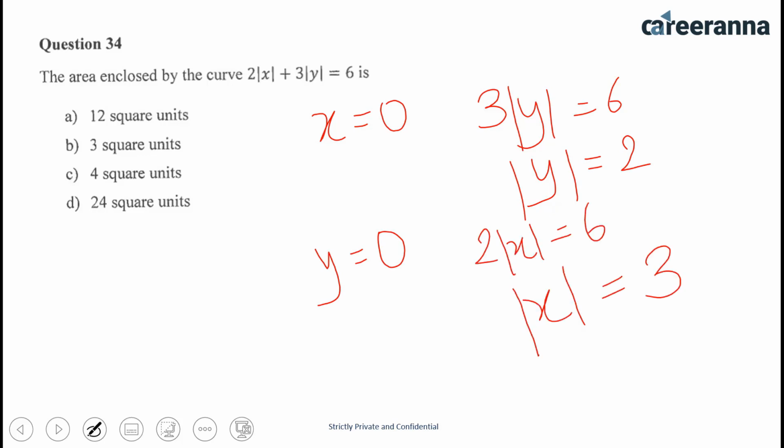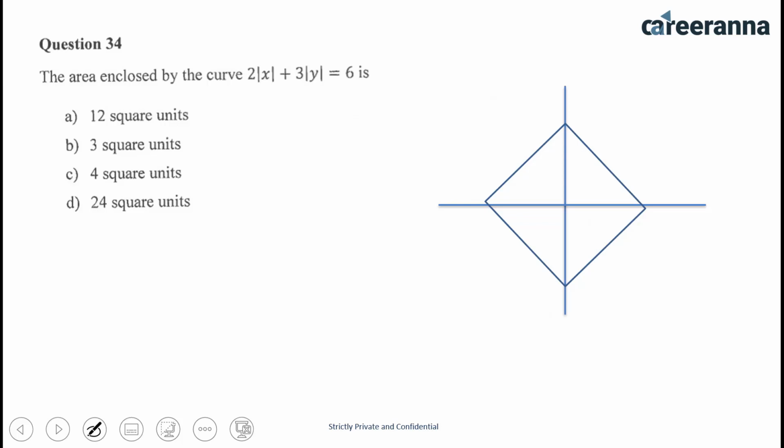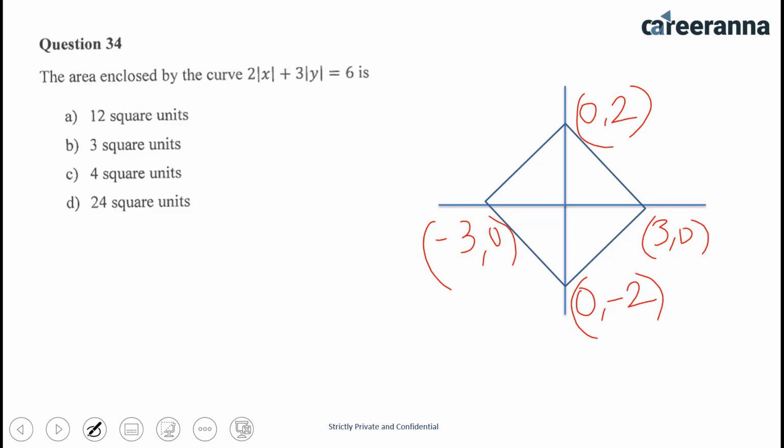So now we'll be plotting these points onto the coordinate axis. So I have this coordinate axis with me. This will be (3, 0). This will be (minus 3, 0). This will be (0, 2), and this will be (0, minus 2). So we have plotted these points. If I find the area of this particular triangle and multiply it with 4, then can I get my answer for the complete area? So definitely this is going to be a right angle triangle.